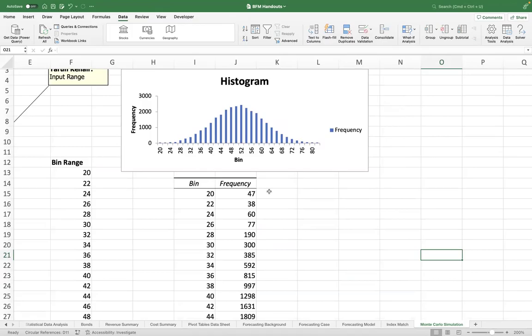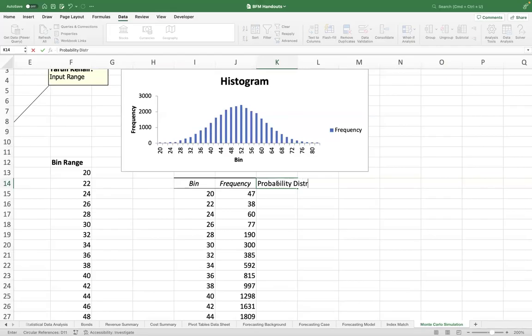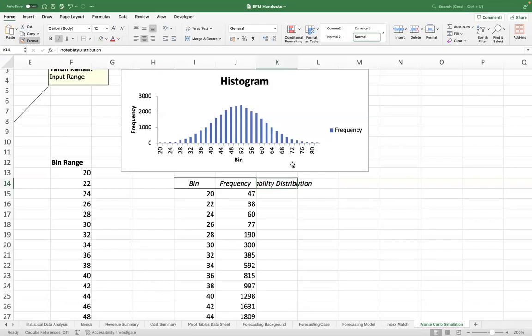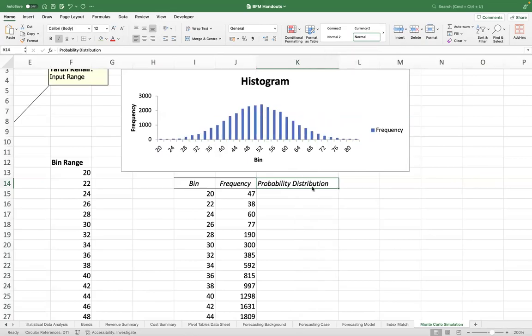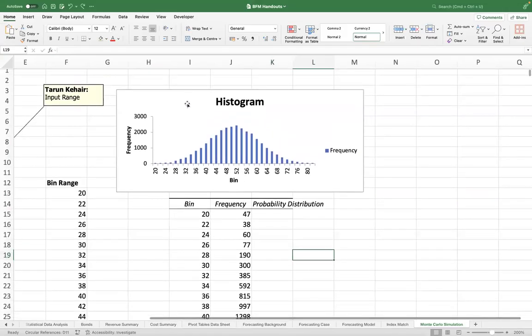Clear? Now I can also create a probability distribution. Can anyone tell me in this class, how can I create the probability distribution? How do I create a probability distribution? Anybody? Bolo? How do I create a probability distribution? I can just do this, no?